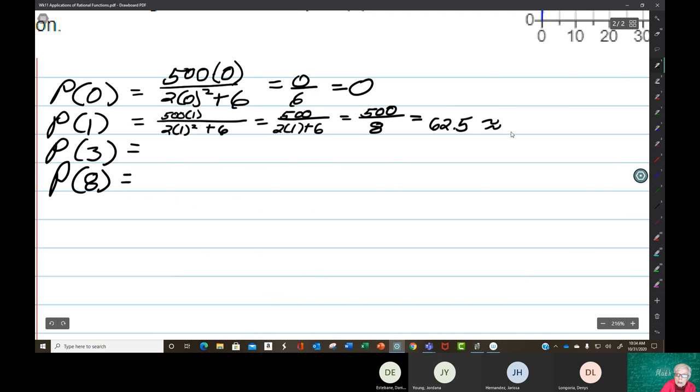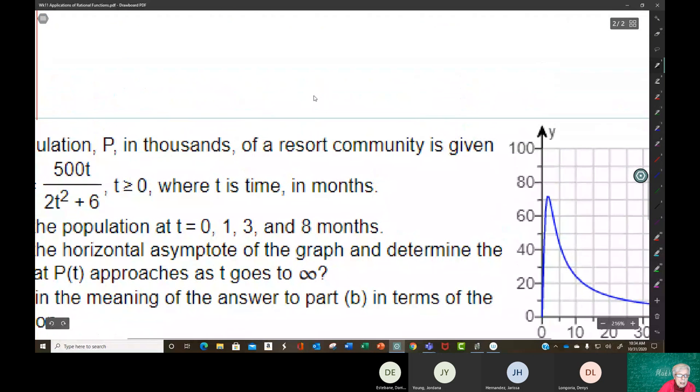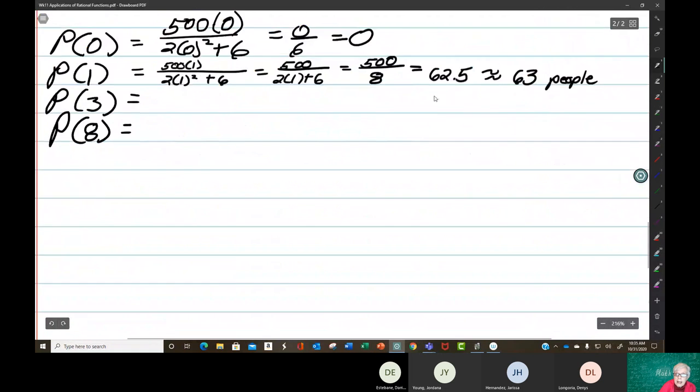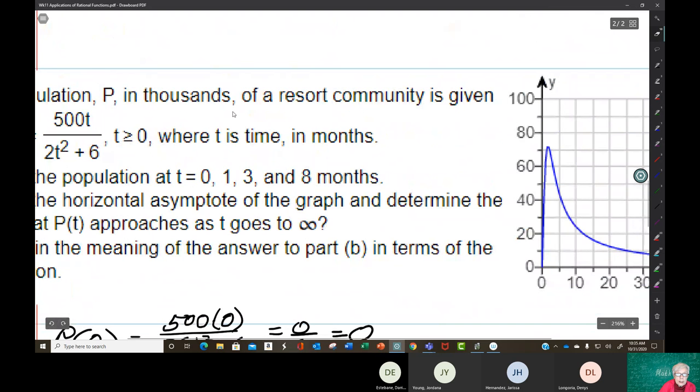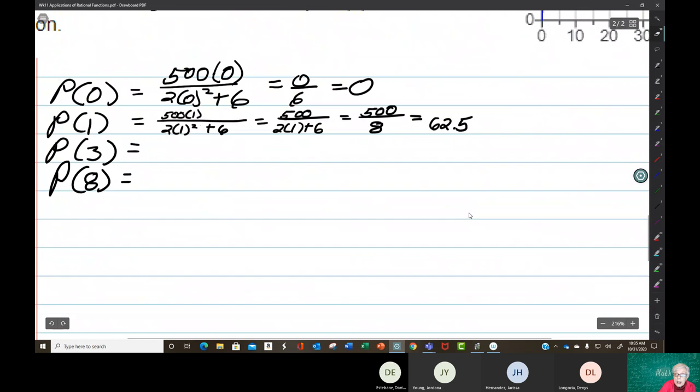Well, gosh, 62 and a half people. Let's go for 63 people. And in fact, let's read what it says again. Oh, never mind, I didn't have to do that. If I multiply this by 1,000, because the population is in thousands and the time is in months, 62.5 times 1,000 is going to be 62,500. 62,500 people are at the resort after just 1 month.